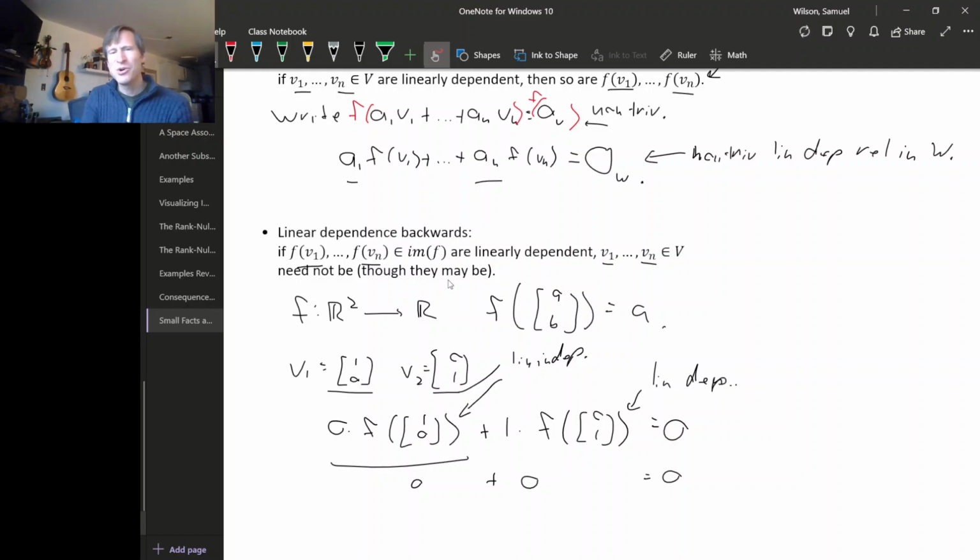You can see that what's happening here is this happened because this function isn't one-to-one. Right? If this function were one-to-one, then that would force the v's to be linearly dependent.